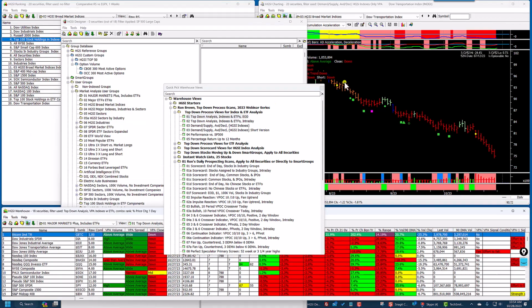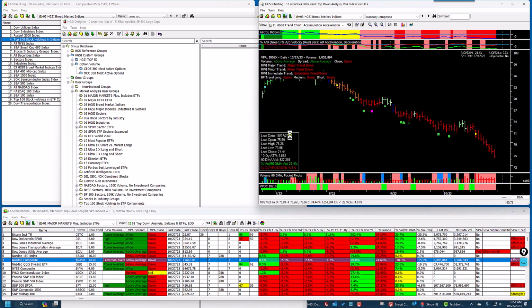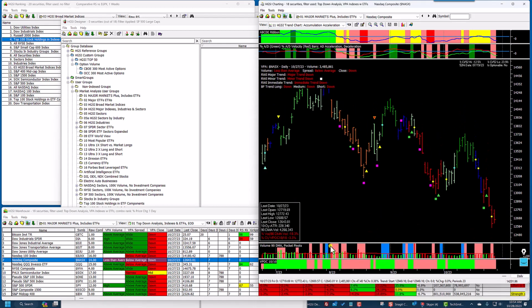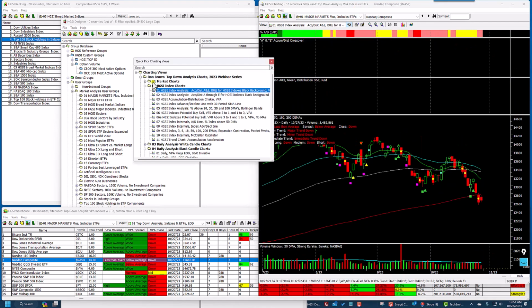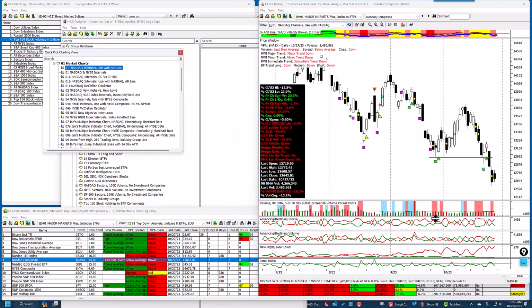bring this up, minimize this, and let's just take a look at the Nasdaq composite. And go into market charts. Okay, this is the first chart. It contains advancing, declining volume, new highs, new lows, and the ARMS index, which I rarely use anymore. But this is my original chart, so I'll just start there.